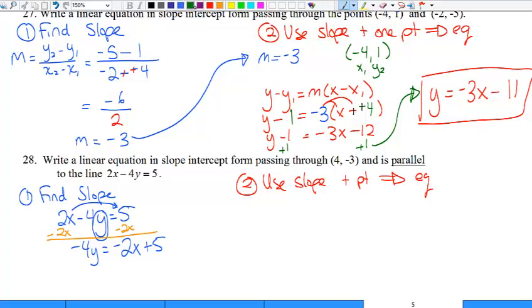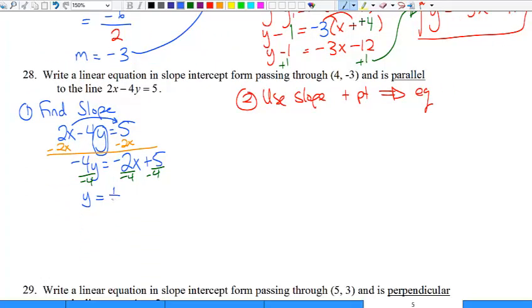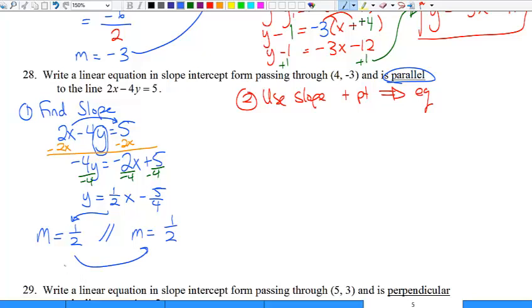Now I'm going to divide all terms by the coefficient of y, which gets me y is equal to negative 2 over negative 4. That reduces to positive 1/2 x minus 5/4. So the slope of this particular line is 1/2. But I care about the parallel slope. So what is parallel to a slope of 1/2? Well, 1/2, because parallel slopes are equal. That's why that is true.